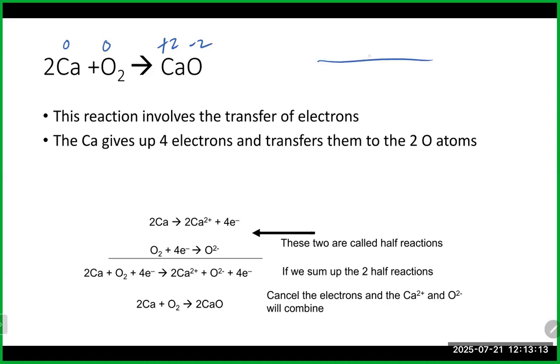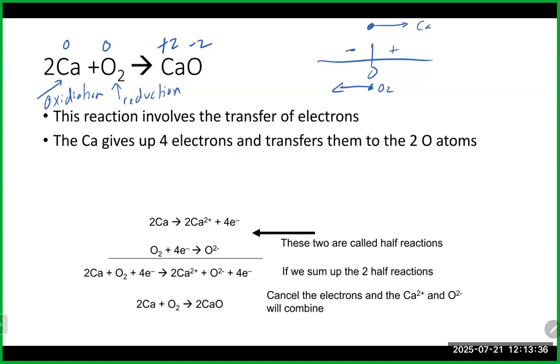So once again, if we go to our number line here, calcium starting at 0, ending at +2, becoming more positive. So once again here, as we would expect, this is going through oxidation. The O2 again starting at 0, ending at -2, again going through reduction.